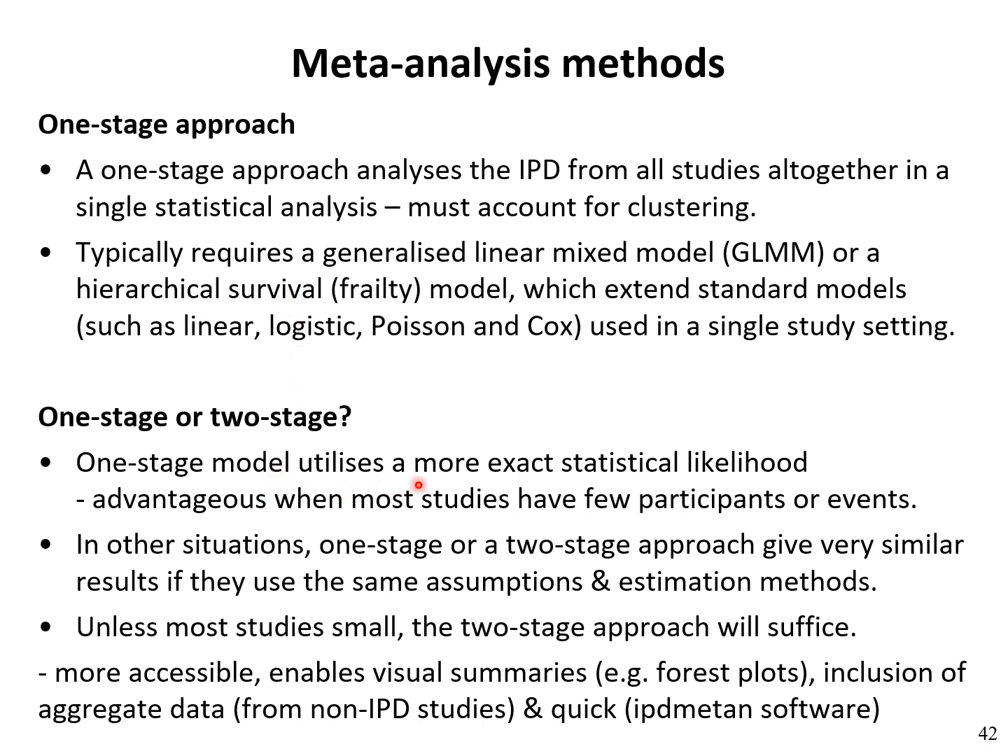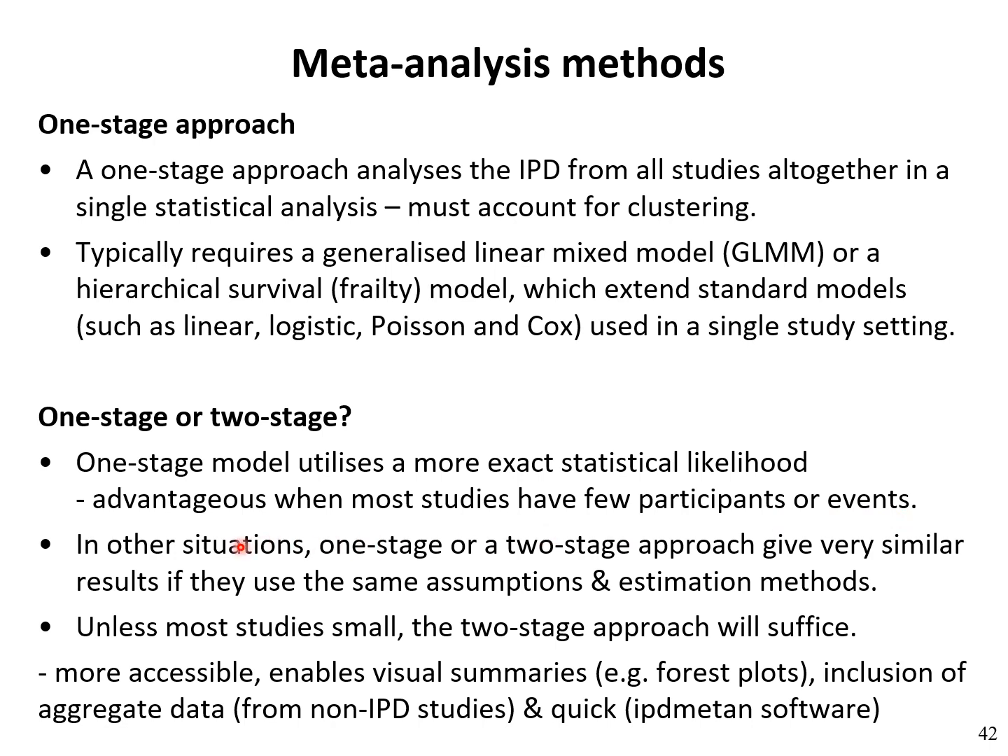1-stage models utilise a more exact statistical likelihood because you avoid the 2 steps, you analyse it all in one go. Therefore, you don't need assumptions about whether effect estimates are approximately normally distributed with known variances. And so this is advantageous when most studies have few participants or events.